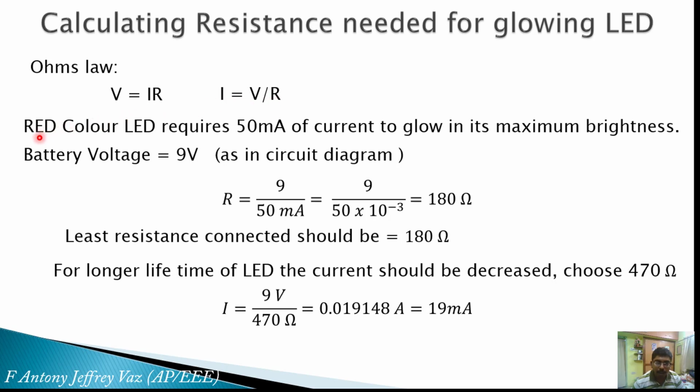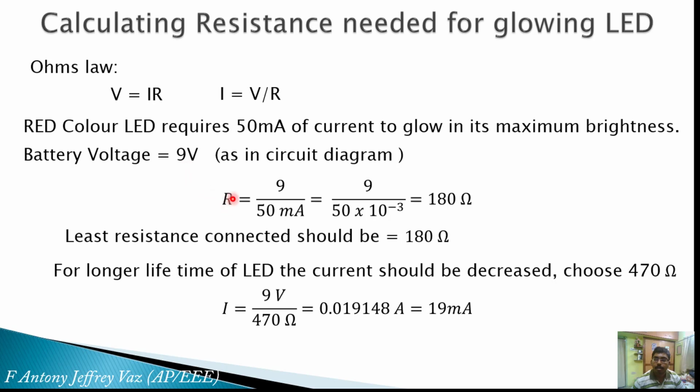From the data sheet of a red color LED, it is known that it requires a maximum of 50 milliamps of current to glow at its maximum brightness. Any current above this value will damage it completely and make it useless. For this circuit, we are going to use a battery of 9 volt, as in the circuit diagram. So we can find the resistance that should be added in series with the battery and the LED.